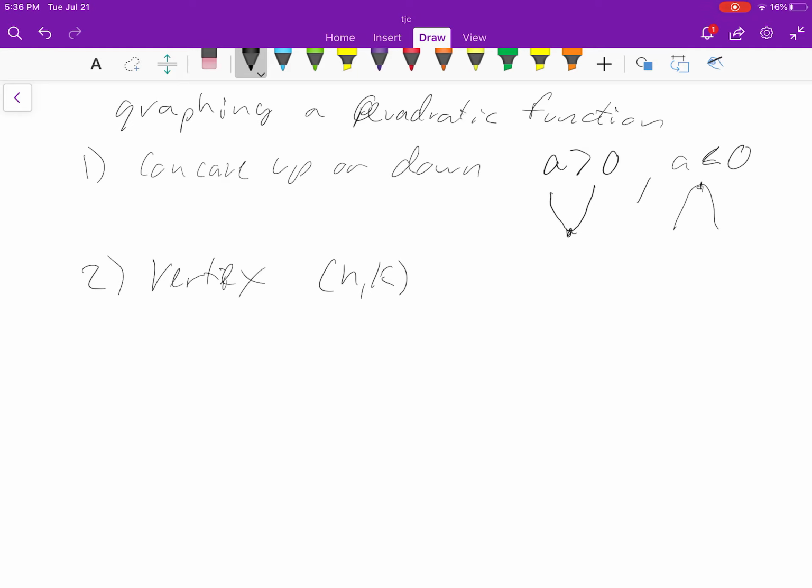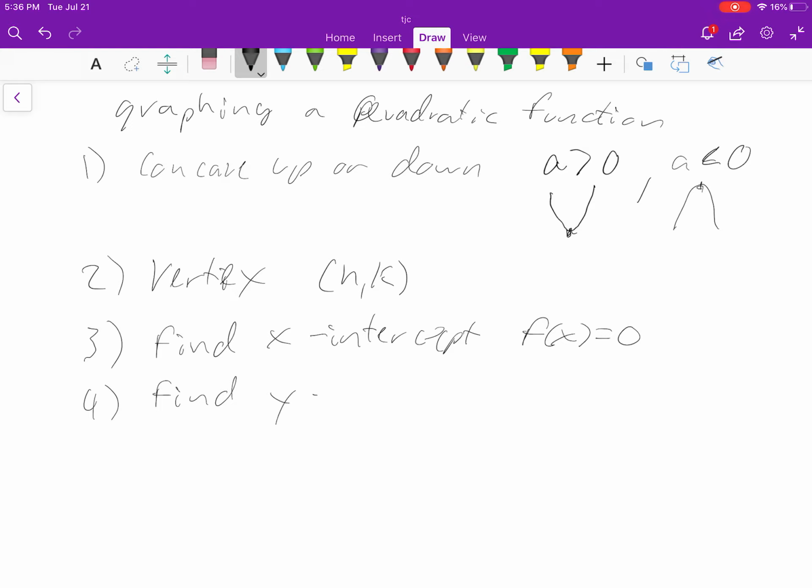The third is you need to find x-intercepts if they exist. They don't all exist. You do that by setting f of x equal to 0. And then find your y-intercept by setting x equal to 0. And then five is you use a t-table and the symmetry property to get more points, and then you graph these points and play connect the dots, and then graph.